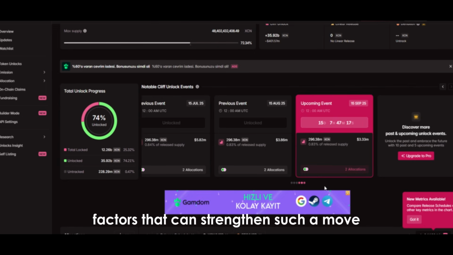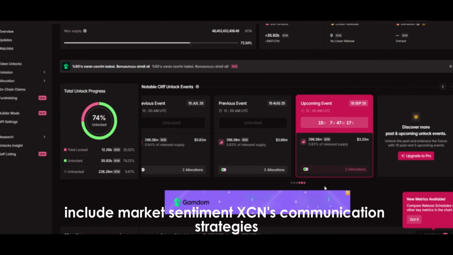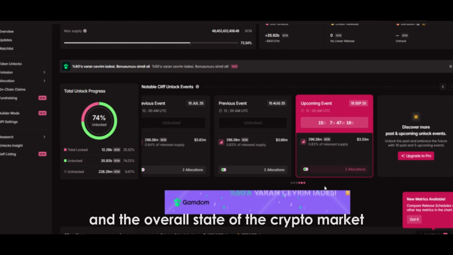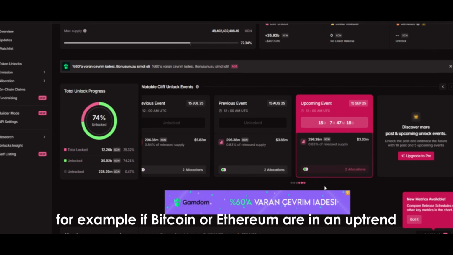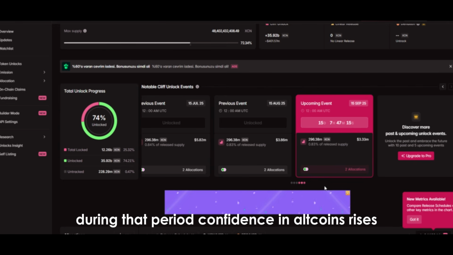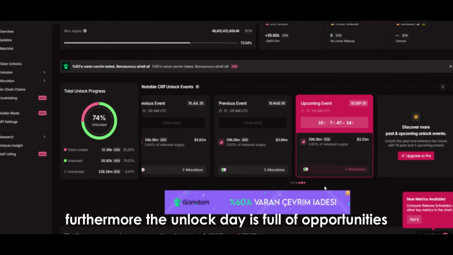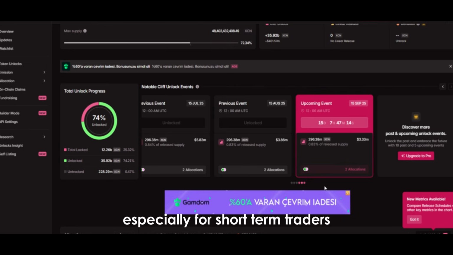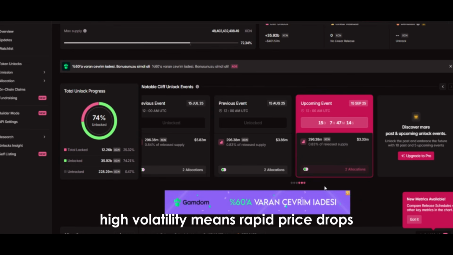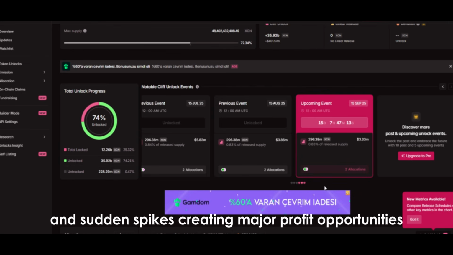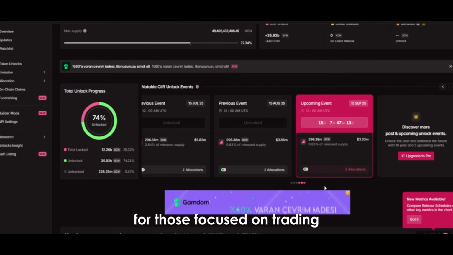Factors that can strengthen such a move include market sentiment, XCN's communication strategies, social media engagement, and the overall state of the crypto market. For example, if Bitcoin or Ethereum are in an uptrend during that period, confidence in altcoins rises, supporting XCN's price action. Furthermore, the unlock day is full of opportunities, especially for short-term traders. High volatility means rapid price drops and sudden spikes, creating major profit opportunities for those focused on trading.